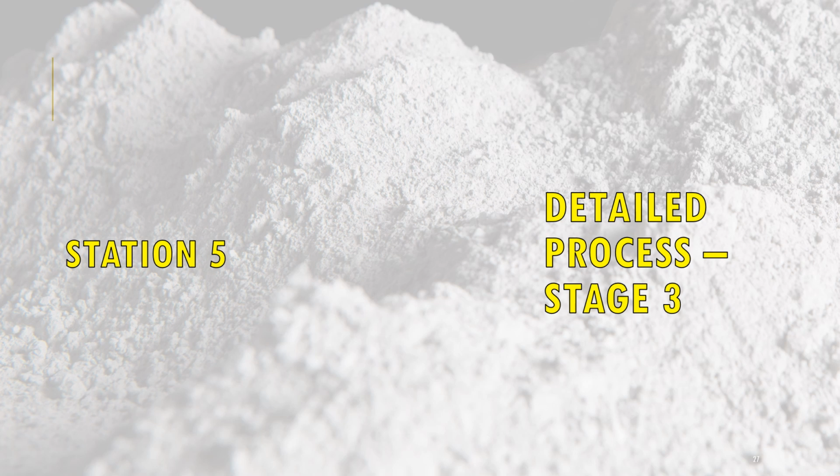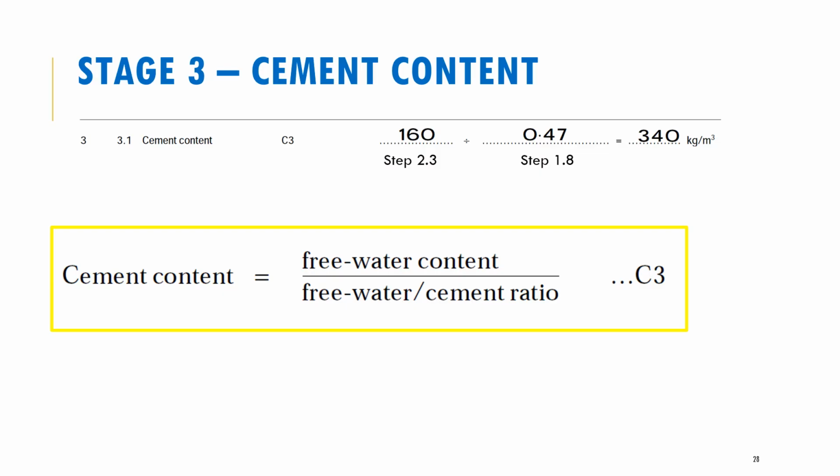Now we know what the water content is. We move on to stage 3. Stage 3 is concerned with the cement content. So we already know what the water content is. That's from the previous stage, step 2.3. We have obtained the water to cement ratio from step 1.8. So it's a very simple division, 160 divided by 0.47, and you would get 340 as your cement content.